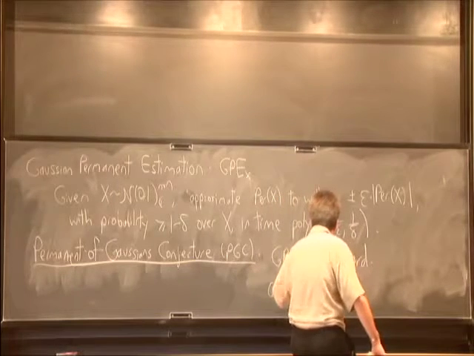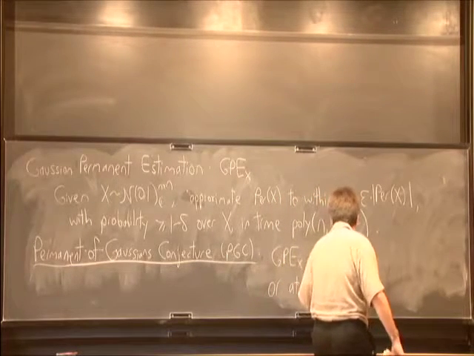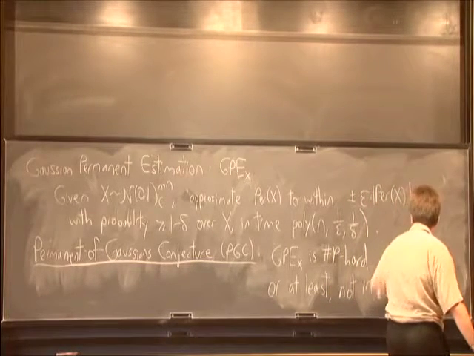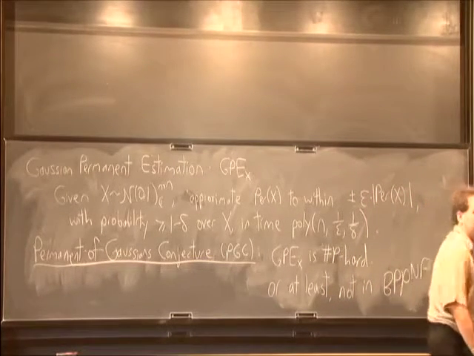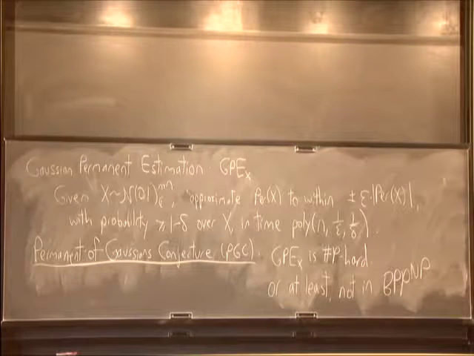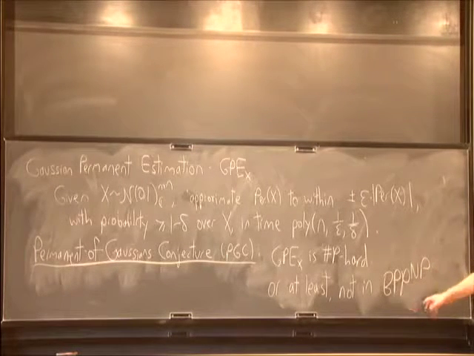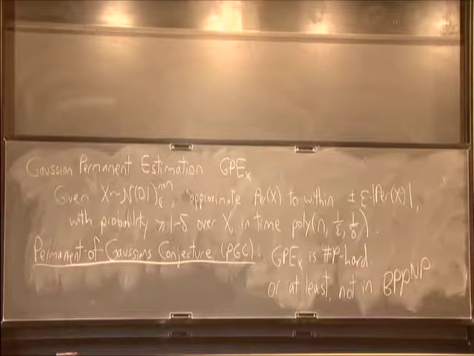So in fact, all we really need is that this problem, Gaussian permanent estimation, is not in BPP to the NP. As long as it's not in BPP to the NP, then all the conclusions of our paper follow. Sharp-P-hardness would be one very good way for it to not be in BPP to the NP, assuming that PH is infinite. But conceivably it could fall short of Sharp-P-hard, but still not be in the polynomial hierarchy, and that would be fine for us.